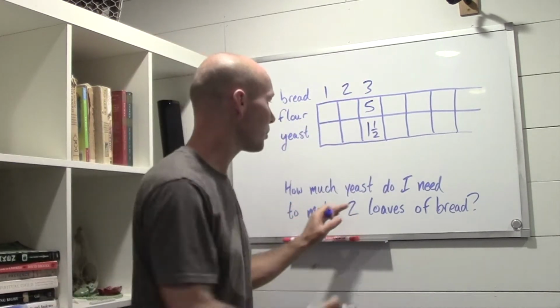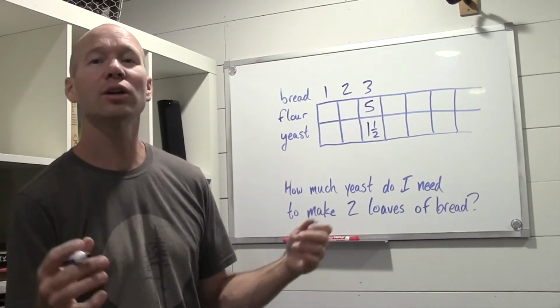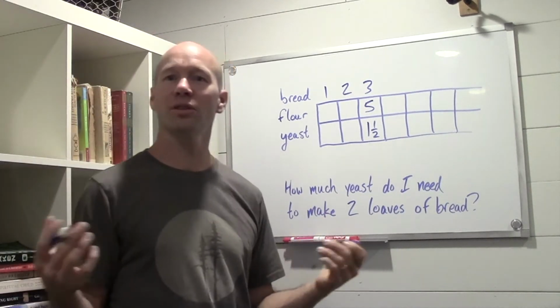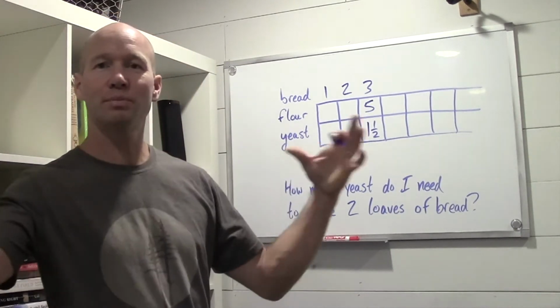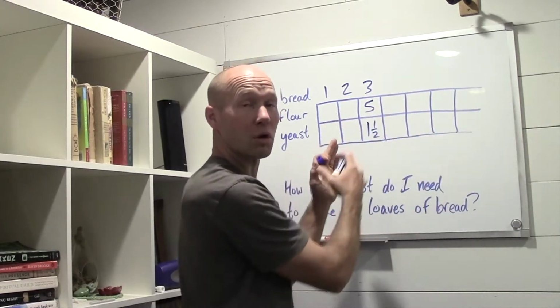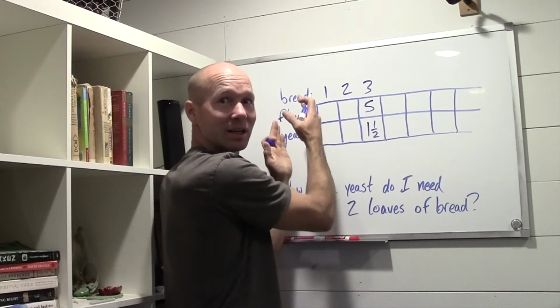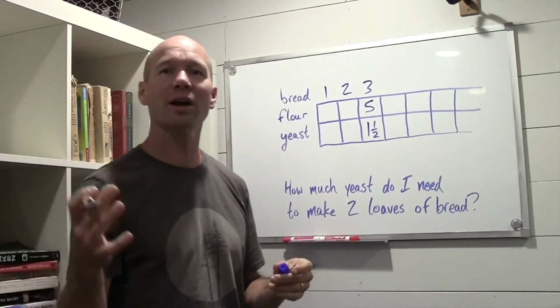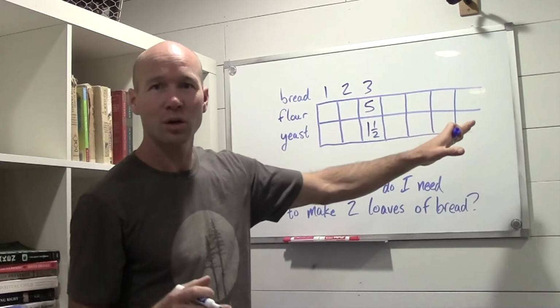So the question is, how much yeast do I need to make 2 loaves of bread? Well, to get there, we are going to use a process called scaling. Scaling means to make things bigger or to make things smaller. So we scale forward, we multiply to make things bigger, and we scale backwards, we divide to make things smaller. And we're trying to find equivalent ratios by scaling forward or scaling backward.